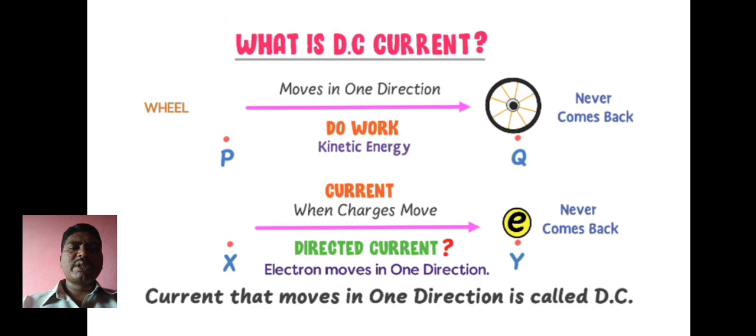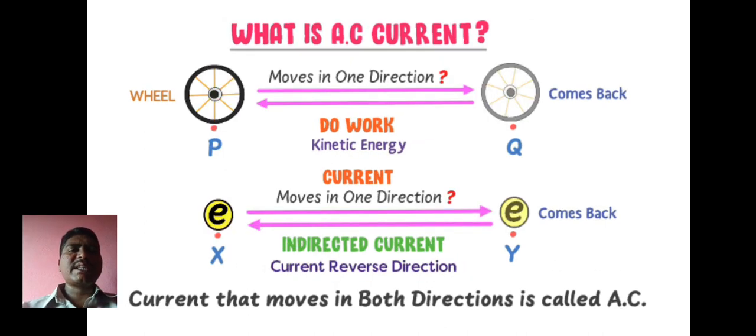We know that when charge moves, it constitutes current. The charge is moving from point X to Y, and again it never comes back, so the current produced by this charge is direct current. That means the electrons move in only one direction. The current that moves in one direction is called DC current. Okay, next we are going to discuss what AC current is.